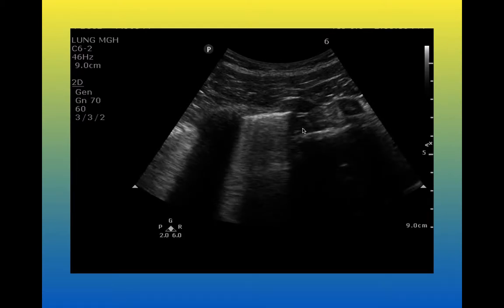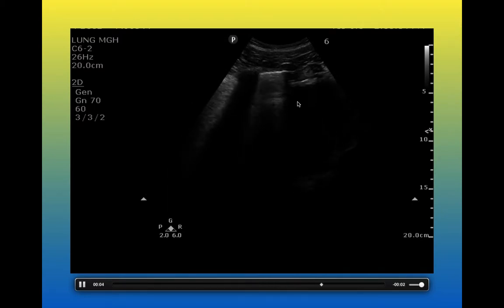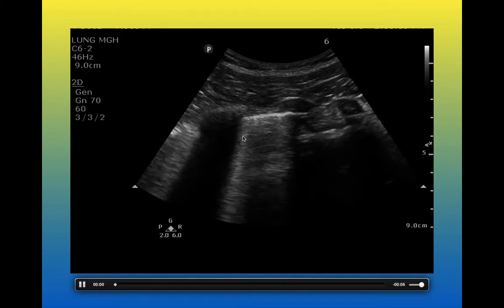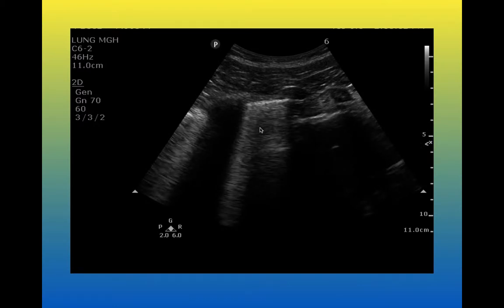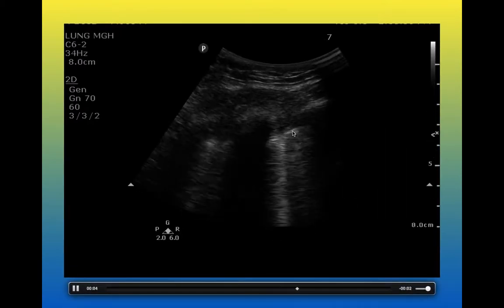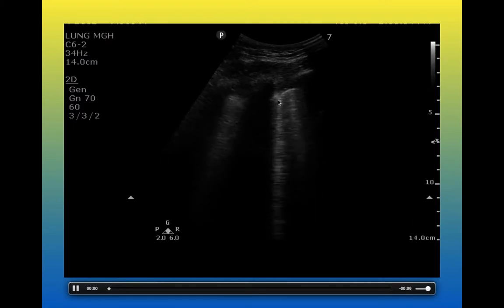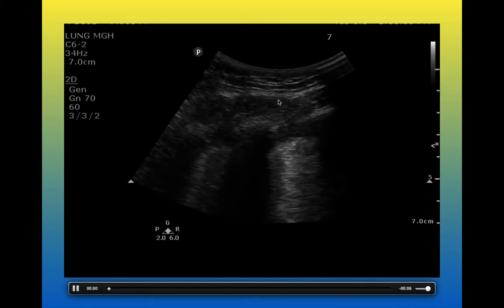Here's zone 6. Again, here's the heart. This is a zone that often the heart kind of gets in the middle of. Here's some B lines coming down, not a ton in this view. Zone 7, a couple B lines. As you see, they kind of come from lower down, not from the pleural surface. This pleural surface is ragged. It's not smooth, as you'll see with most pulmonary edema patients.